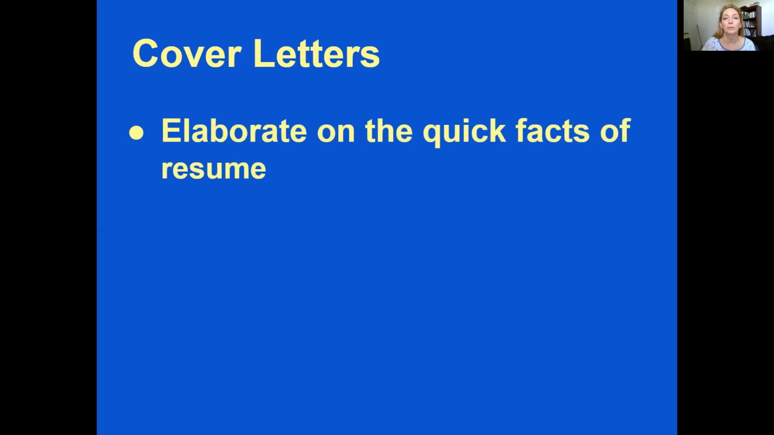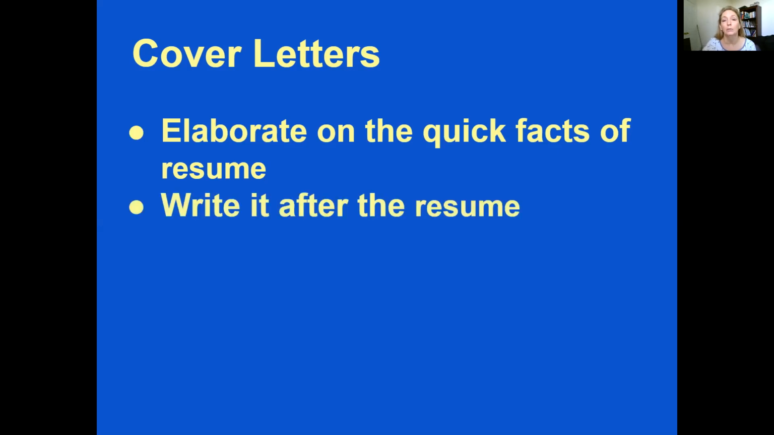What you want to do in your cover letter is elaborate on the quick facts that you had to present in your resume. Your resume is one page full of bulleted points and verb phrases, and what you want to do now is elaborate on that, open up on that, spend some time with it. You write the cover letter after you've written the resume. So the resume is first, it kind of lays the groundwork. Now you go back and review it and say, what's special here that I can highlight?